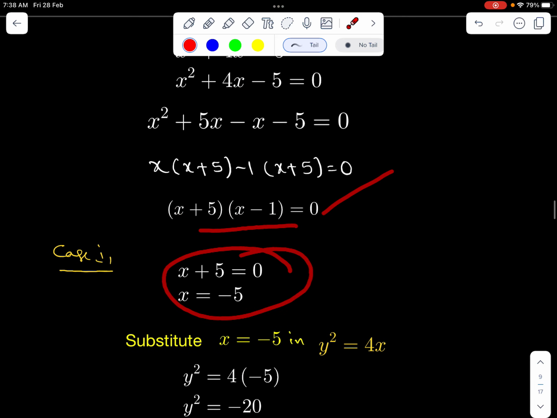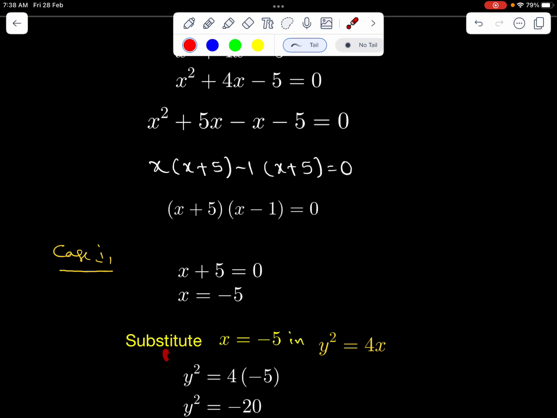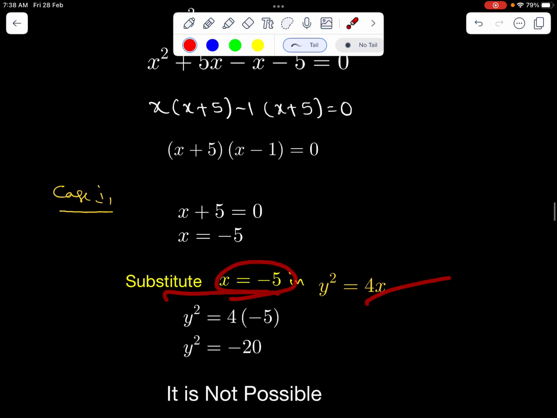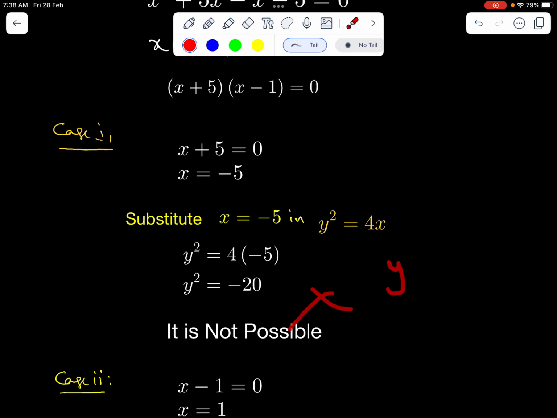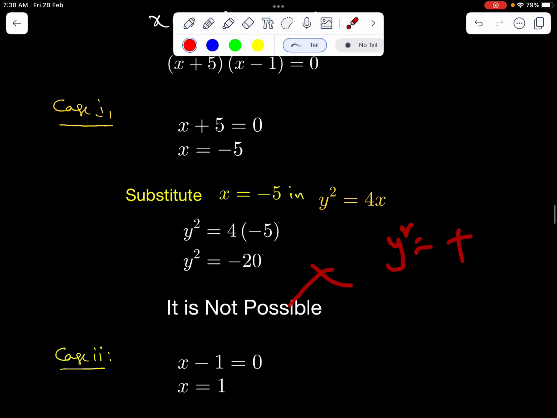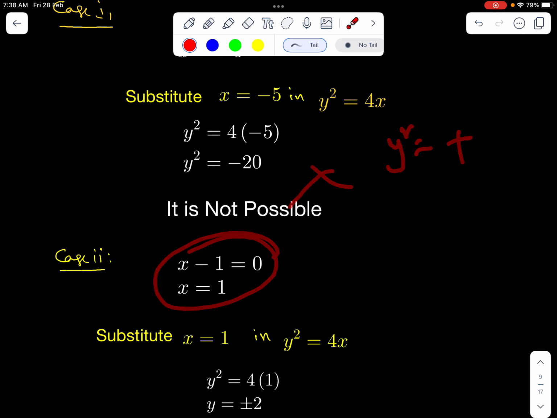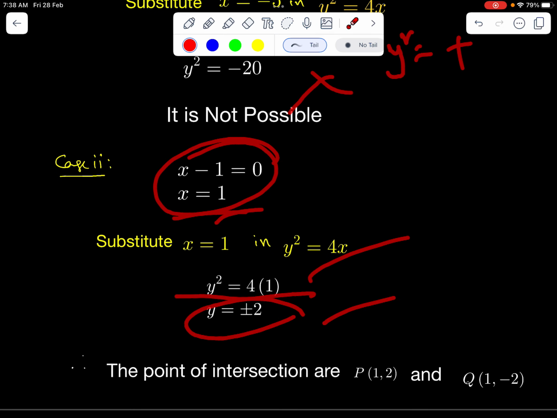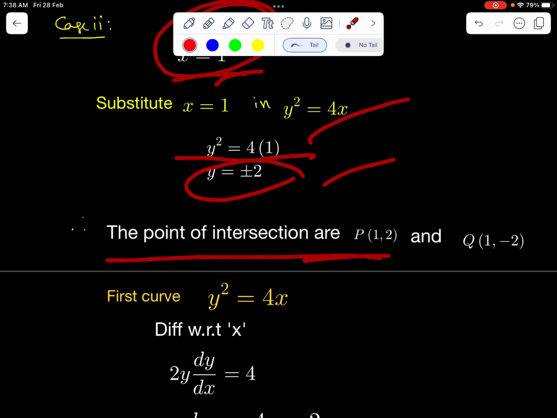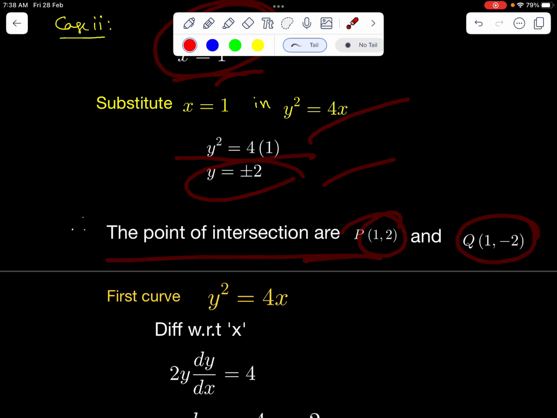First, x plus 5 equal to 0, then x equal to minus 5. Substitute this in the first equation. I am getting y square equal to minus 20. It is not possible. Why? Because squares are always positive. Next, x minus 1 equal to 0, x equal to 1. Therefore, y square equal to 4, y is equal to plus or minus 2. Therefore, the points of intersection are P(1, 2) and Q(1, minus 2).